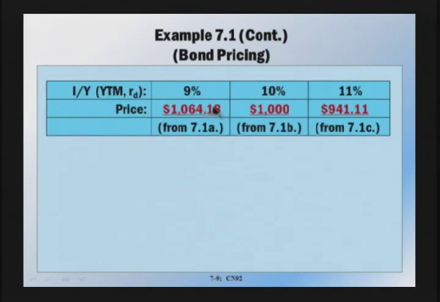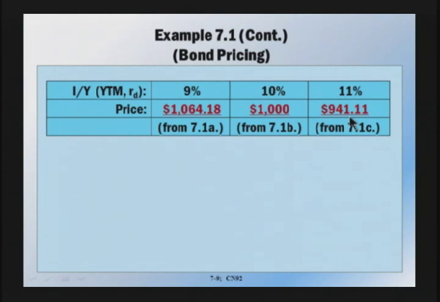So for those three different discount rates, we recap the different prices here. When I discounted the cash flows at 9%, the bond was worth $1,064.18. When I discounted the cash flows at 10%, the price was $1,000. And when I discounted at 11%, the price of the bond was $941.11.